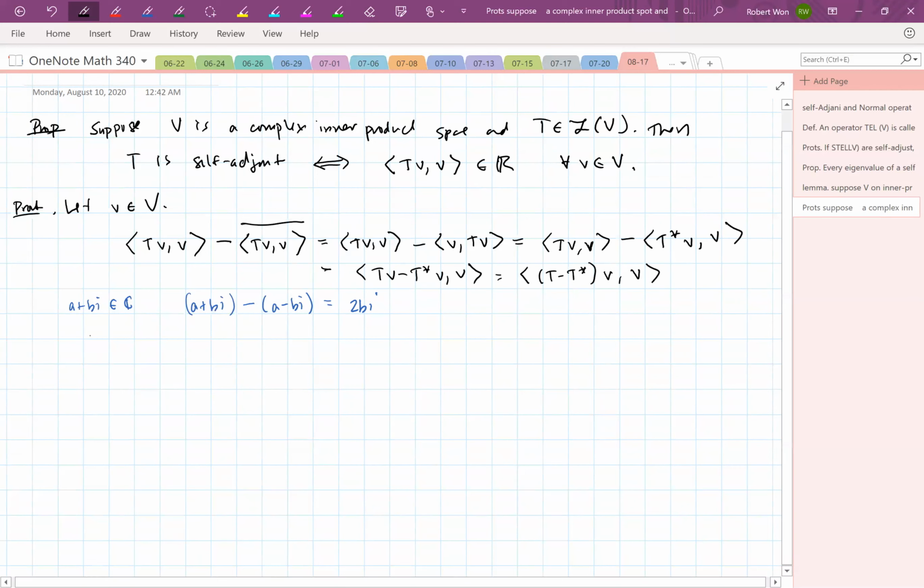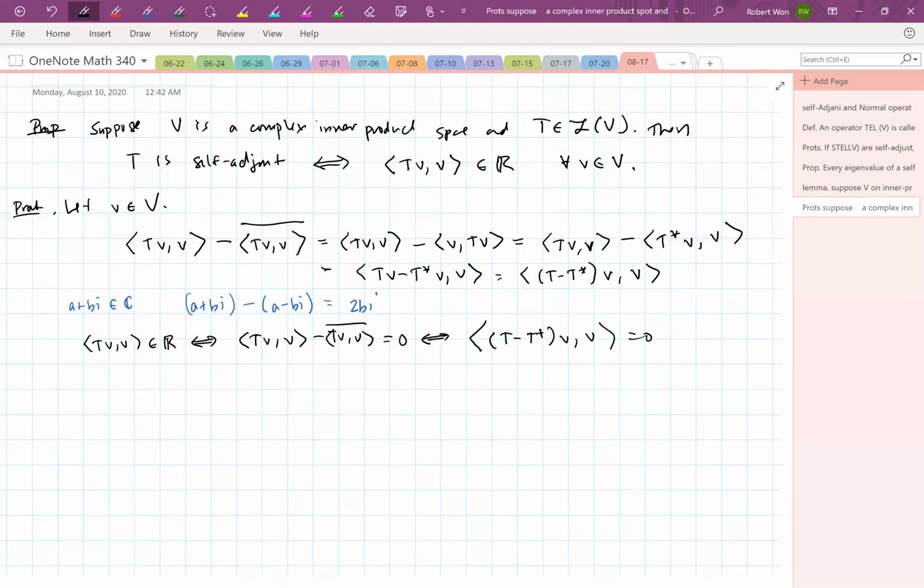Okay, and this is real if and only if this difference equals zero, which is if and only if this is equal to zero. But maybe I should say: the inner product of Tv and v is real for every v in V if and only if this difference is zero for every v in V, if and only if this holds for every v in V.